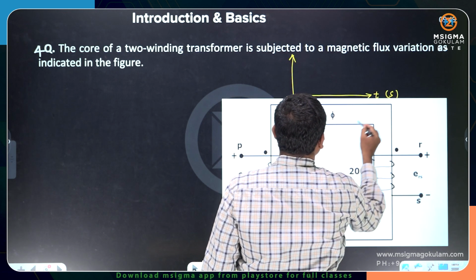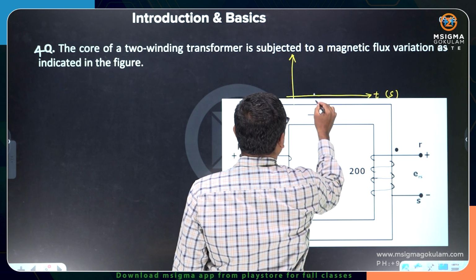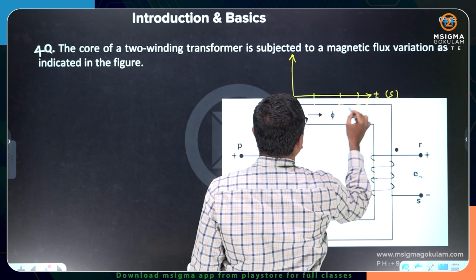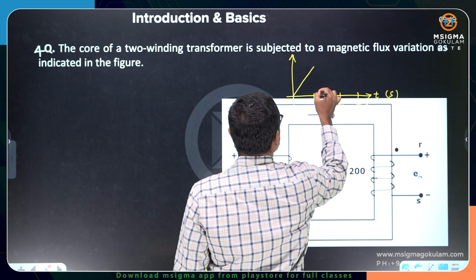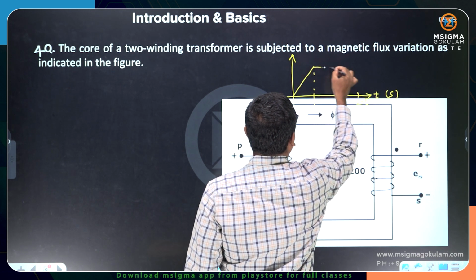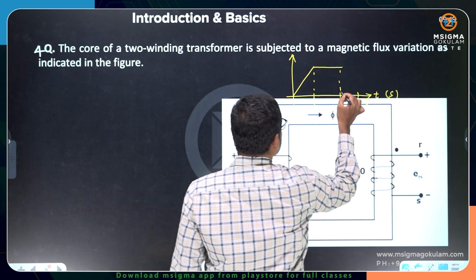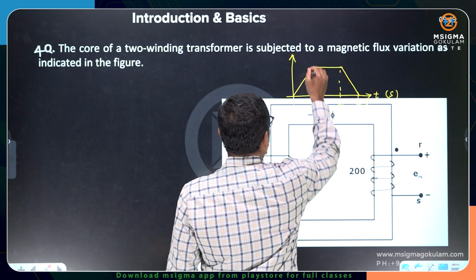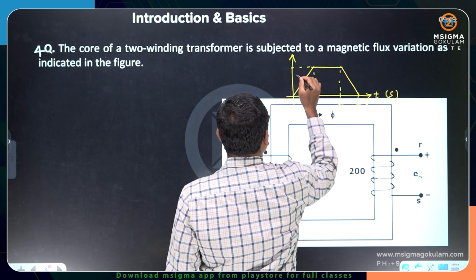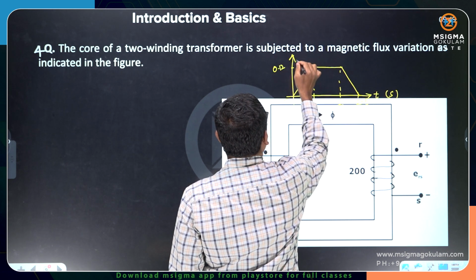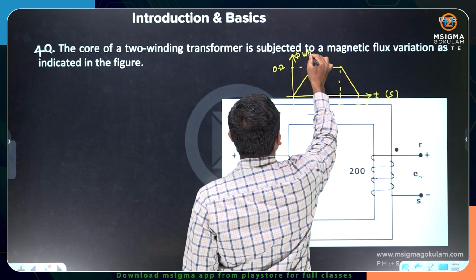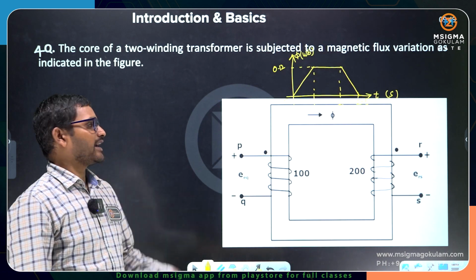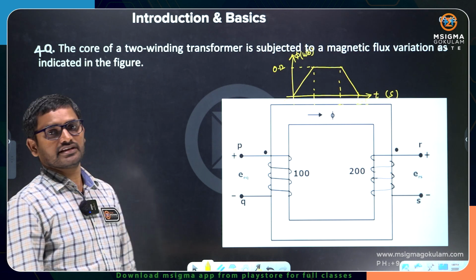Time in seconds: 0, 1, 2, 2.5. From 0 to 1, it is a ramp signal. From 1 to 2, it is a constant signal. From 2 to 2.5, again it is a ramp. The peak is going to be 0.12 Webers. The flux axis, the y-axis, is in Webers, and the x-axis is the time axis in seconds.